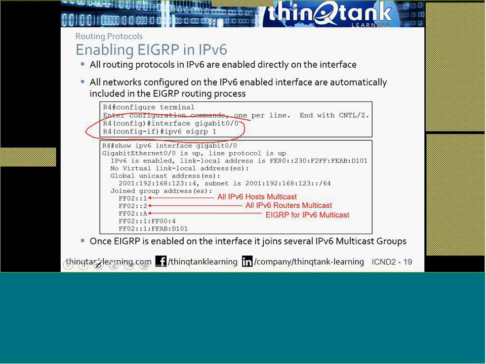1 is the autonomous system number. So you literally enable EIGRP directly on the interface. No network statements. That's kind of cool.